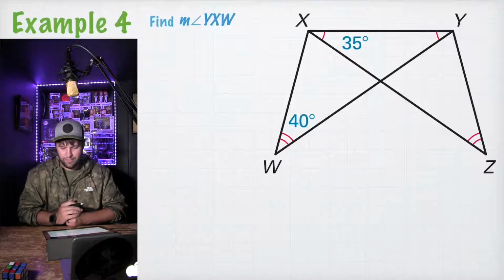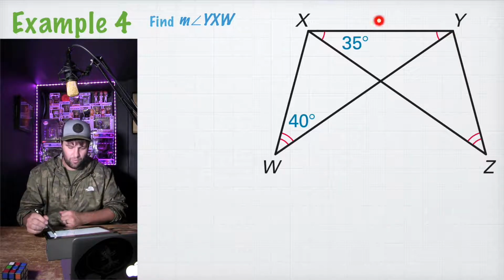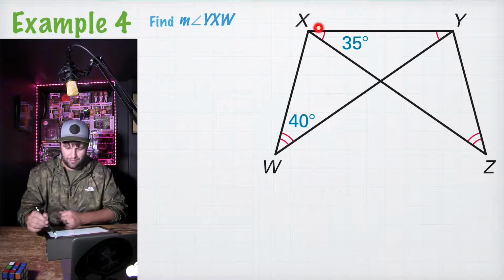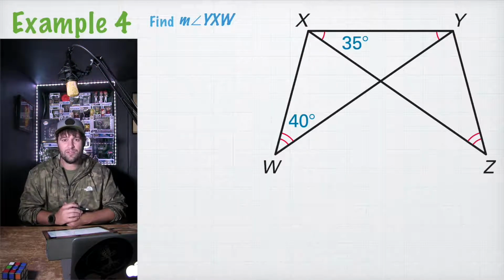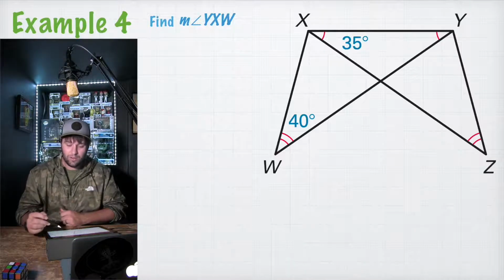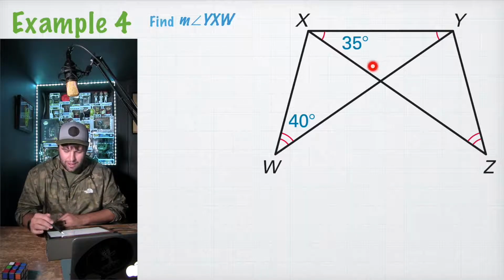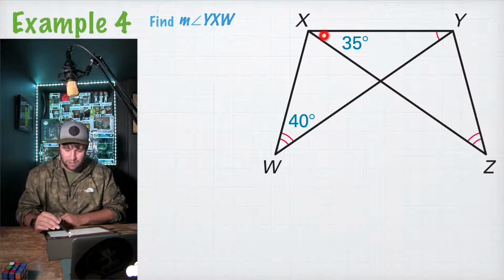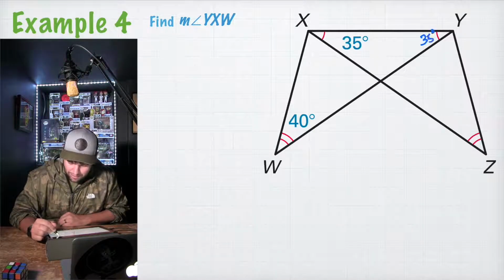So here they want us to find the measure of angle YXW, this outside angle. Looking at this, we have to think of how we are going to solve for angle YXW. Well, it's a really roundabout way, but I know that I can solve for this angle, because they give us that this angle is 35 degrees and this angle is congruent to that, so this other angle would be 35 degrees.